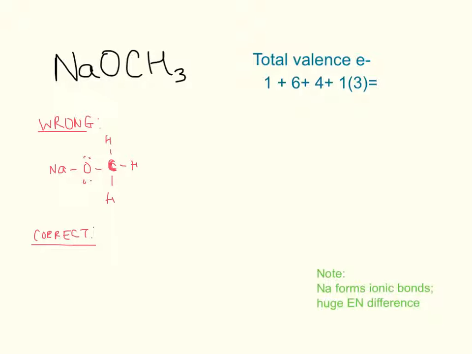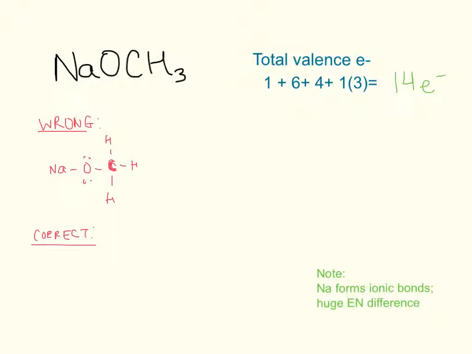Okay, so our next example is sodium methoxide. Let's do our total valence electrons. I get 1 from sodium, 6 from oxygen, 4 from carbon, and 3 from 3 hydrogen, which gives me a total valence electron count of 14.